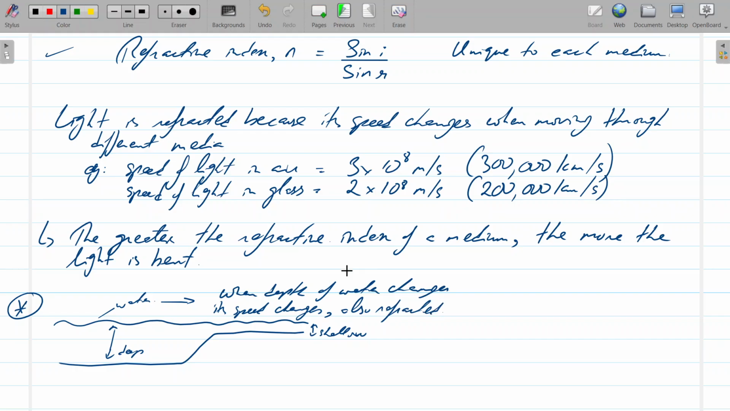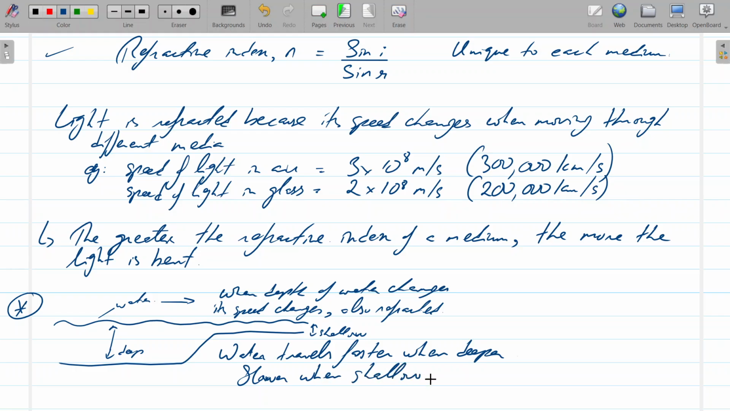So although we already know this, experimentally, when they were studying this, they saw that the speed of the water changes. How does it change? Water travels faster when it's deeper, and slower when shallow. So the waves of the water that are closer to the beach are actually slower as compared to the speed of the waves in deeper water.